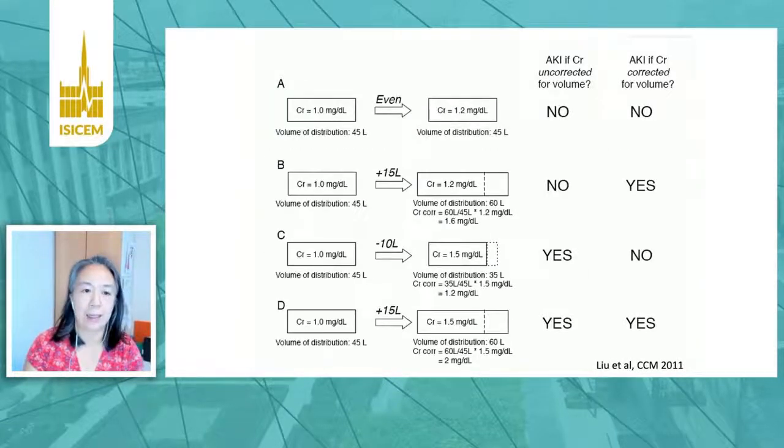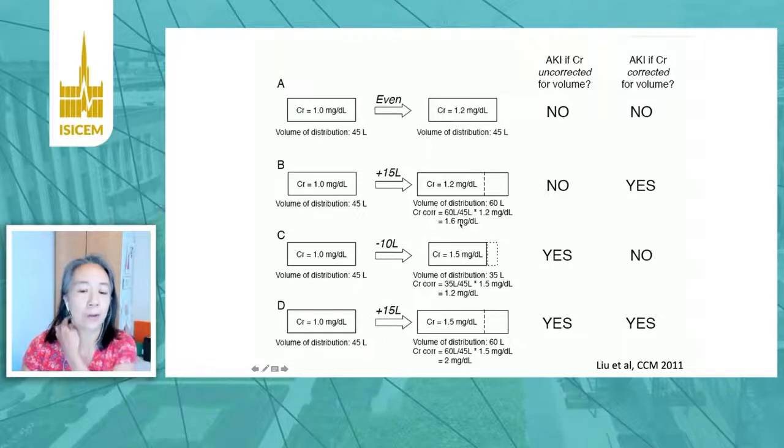And we have applied a similar strategy to data from the FACT trial to examine patients in 4 buckets: patients who do not have AKI regardless of whether you correct creatinine for fluid balance, and patients who have AKI regardless of whether or not you correct creatinine for fluid balance. And in the middle, there are 2 different groups here. There are patients who do not have AKI.